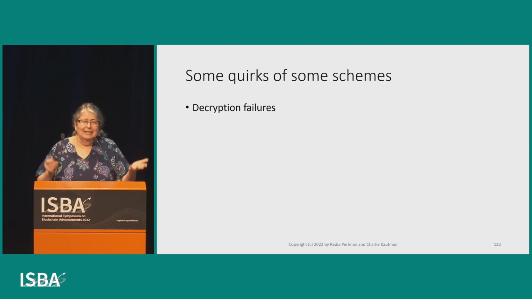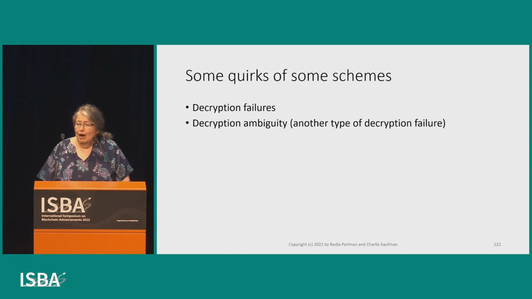So you try to design your scheme with parameters to make it very unlikely that you'll have a decryption failure. Oh, right, and a decryption ambiguity, where I encrypt the number X and you decrypt it and get the number Y.